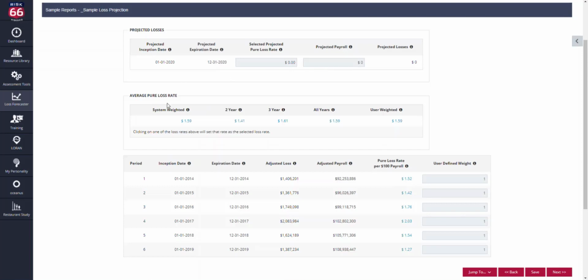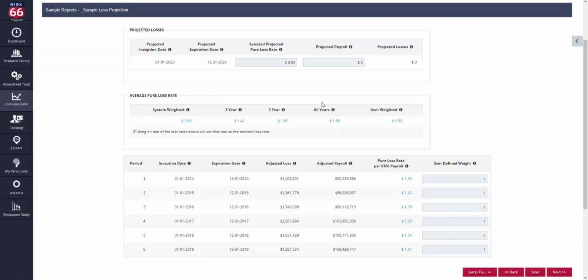System weighted, which is the average of all years. 2-year, which is the average of the last 2 years entered. 3-year, which is the average of the last 3 years entered. These are calculated because sometimes, for files with many periods, users may have reason to believe that the most recent 2 or 3 years will better project the future than older periods. After the 2 and 3 year average is the all-year average, which is just a straight average of all years.